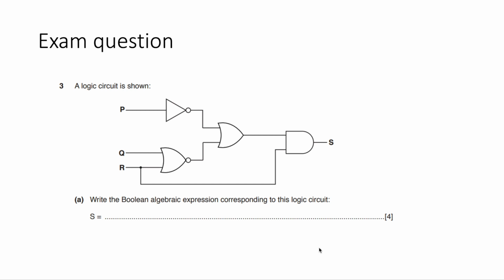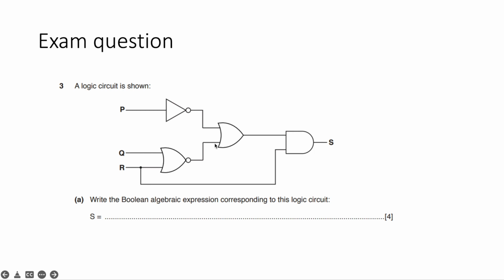This is the first part of the exam question, and it requires you to write the Boolean algebraic expression for this logic circuit. So the way we would do this is to first look at the gates at the leftmost. So we can see we first have a NOT P and a Q NOR R. So this would be the first part of our logic expression. It would be Q NOR R in a bracket. The brackets are really important to show which steps come first.